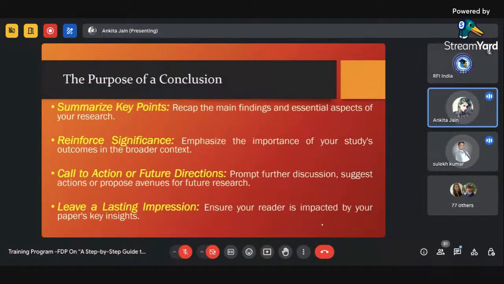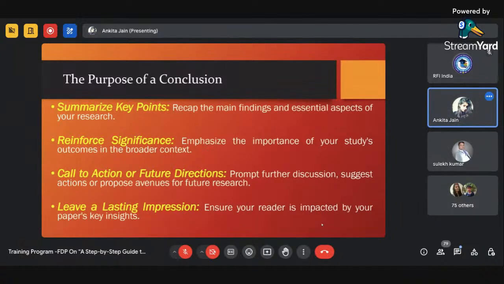Then reinforce the significance. As I have been mentioning from the first slide, it is all about why this study has been done, the importance and significance of this study. Then call to action or future directions. In every study, this is one more aspect which should be mentioned, because in your study you cannot do everything. There is always a scope, always something left. So you can write it as the future research scope or the call for future directions.